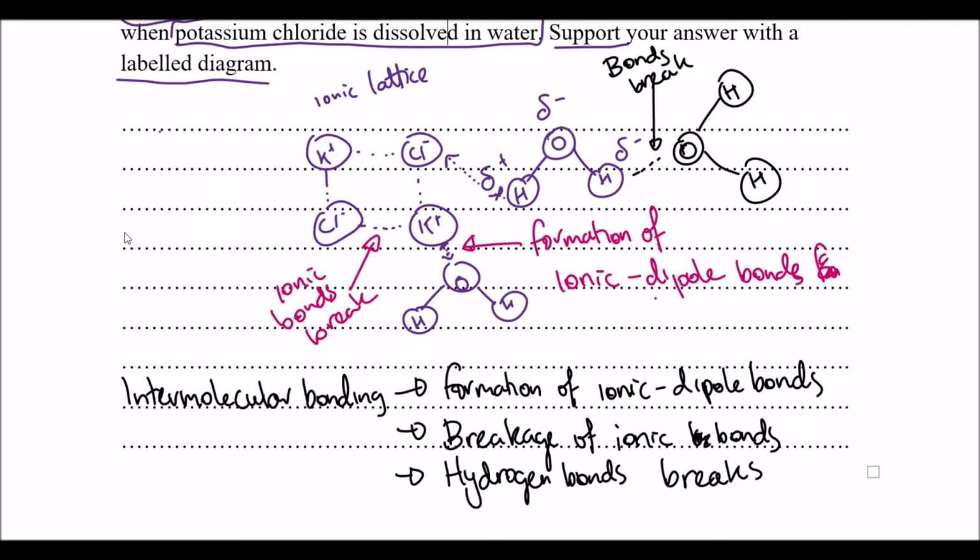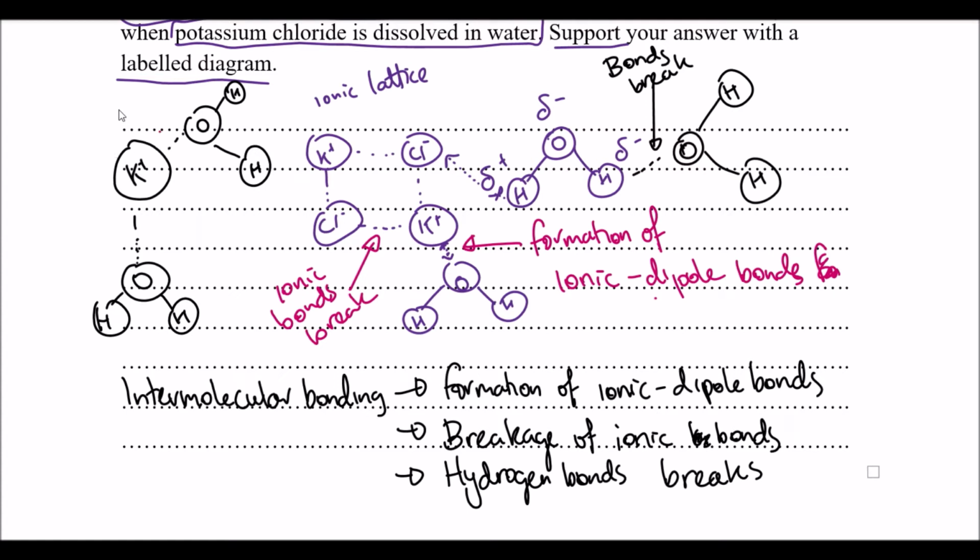Okay, and the end product we should be getting is the positive ion will therefore be surrounded by multiple water molecules, something like that. So that's kind of the end product that we get at the end. Okay, in terms of the entropy, what's happening here?